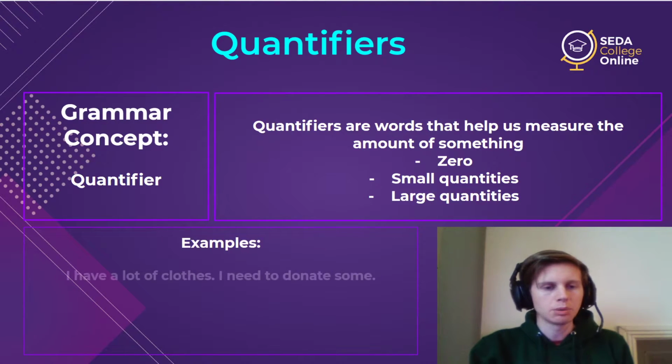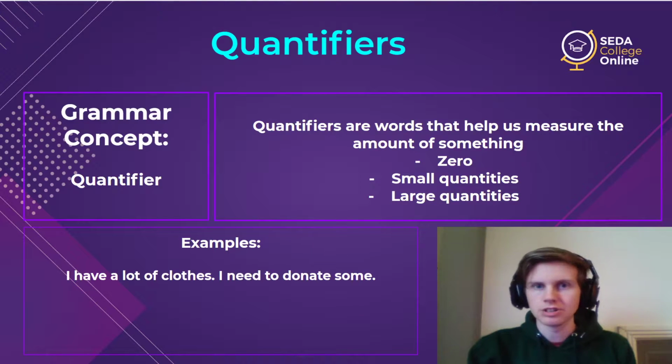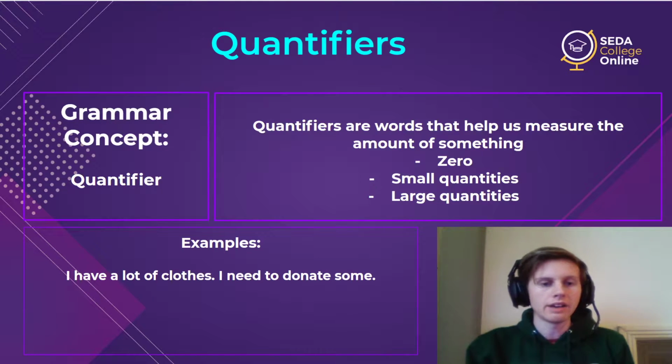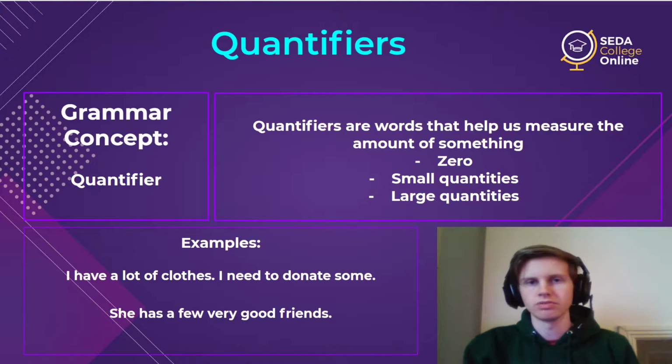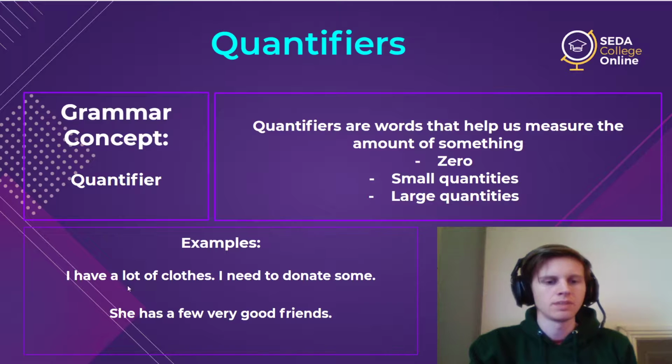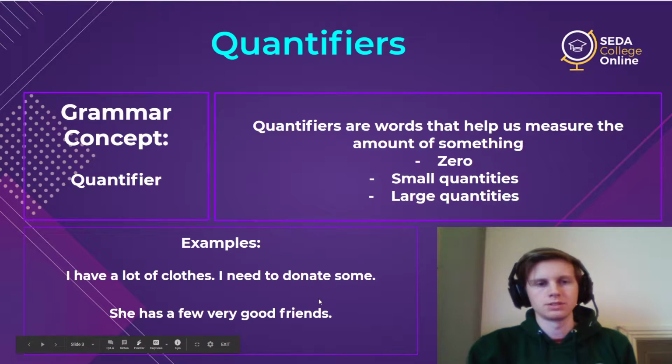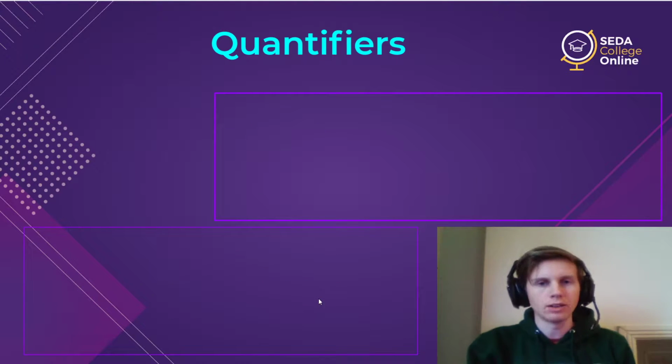So as an example, something like, I have a lot of clothes, I need to donate. I think I have too many clothes, so I need to get rid of them. Or she has a few very good friends, so she has a small amount. That's all we're going to talk about, these adjectives and how they work with nouns. But there's another concept we need for nouns.